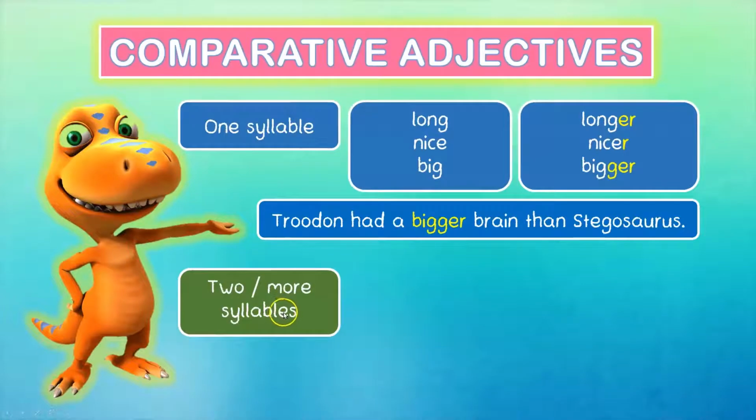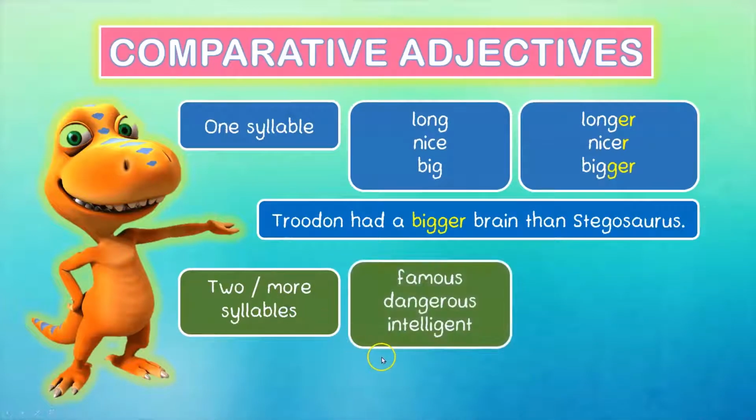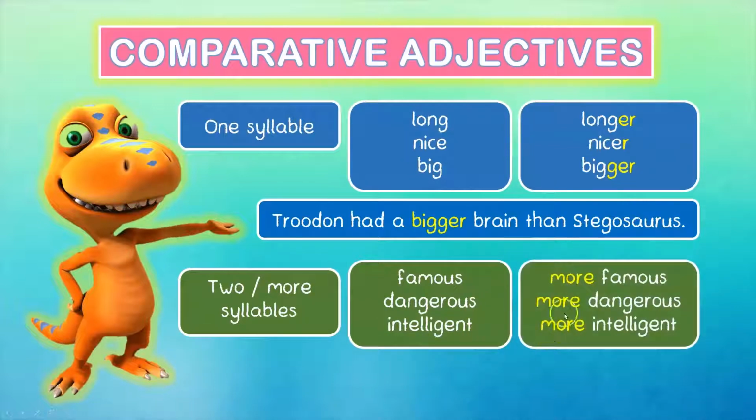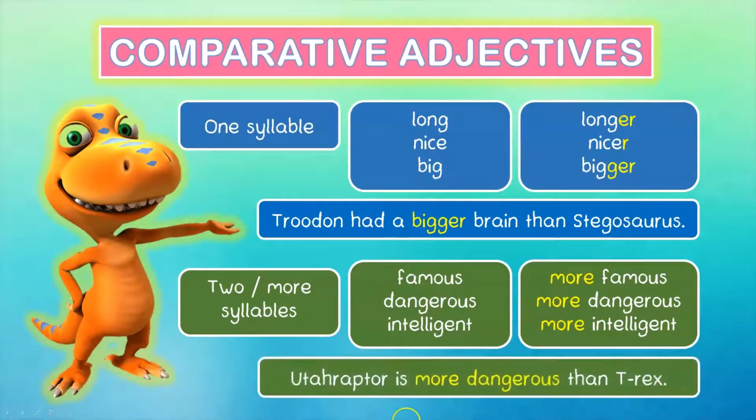Meanwhile, for two or more syllables adjectives, for example, famous, dangerous, and intelligent, we will add more before the adjectives to make it comparative adjectives. So it will be more famous, more dangerous, and more intelligent. For example, Utah raptor is more dangerous than T-Rex.